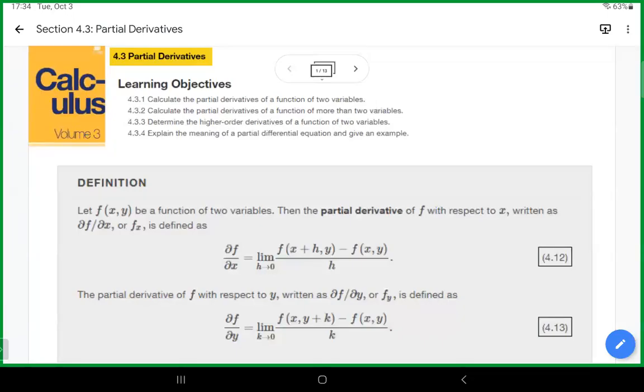We're going to be covering 4.3 and I hope 4.4 today. So you can see your learning objectives and the major definition that we're going to be starting with. Okay.